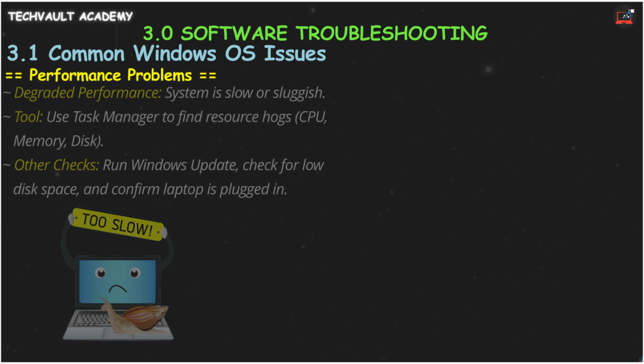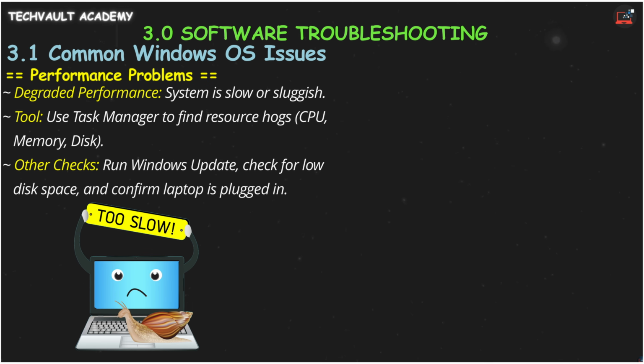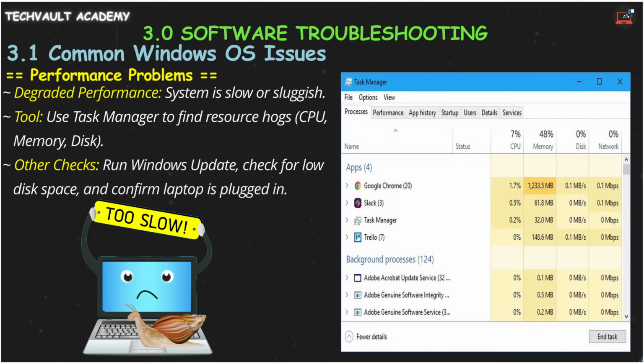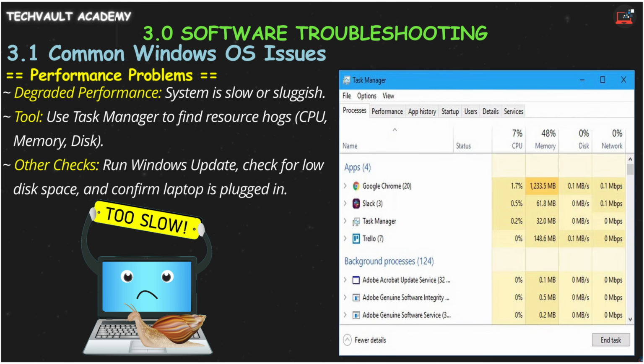Next is degraded performance. If a system is running slow, your first stop is the Task Manager. Check the Performance tab for spikes and sort the Processes tab to find any applications that are hogging the CPU, memory, or disk. Also, make sure Windows is updated, the disk isn't full, and if it's a laptop, check if it's plugged in. Performance is often throttled on battery power.